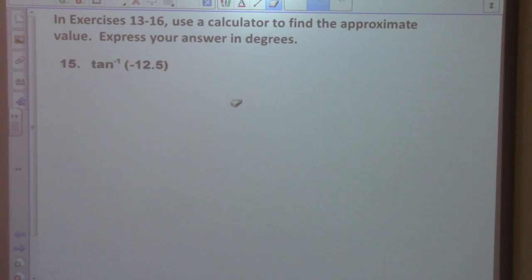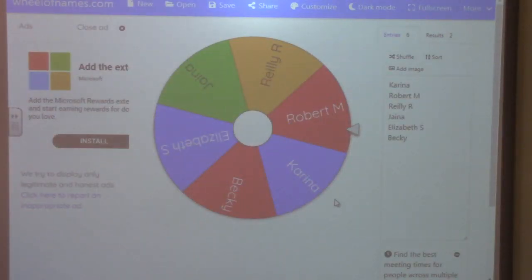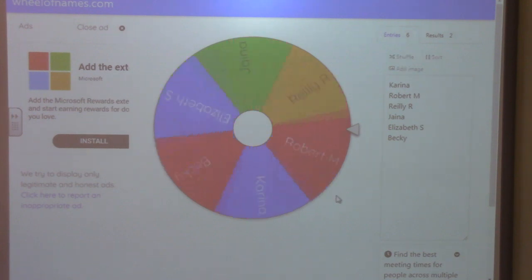And then next we have our inverse tangent of negative 12.5. I have a guess that's going to be like negative 80 something degrees. Let's just call it a guess. Maybe I'm right, maybe I'm wrong. So negative 80 something degrees is what I predict for number 15.